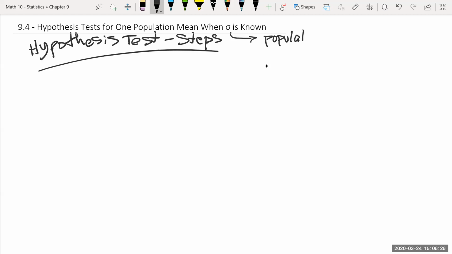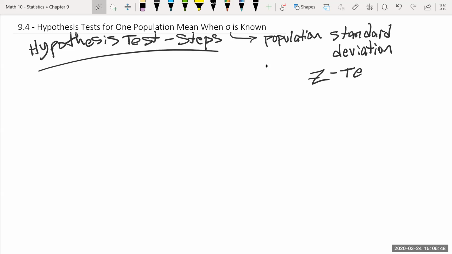In this section, we're going to have the population standard deviation. In the next section, we will not have the population standard deviation. So in other words, if we have the population standard deviation, we're going to do a z-test. If we don't, and we'll see that in the next section, we'll do a t-test. But we'll get there shortly. But let's talk about the steps of the hypothesis test.